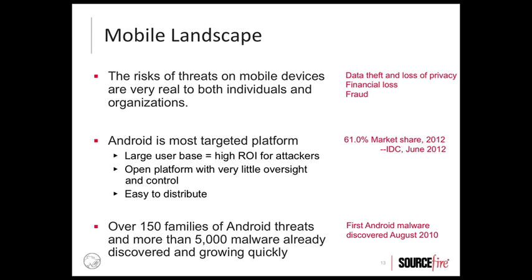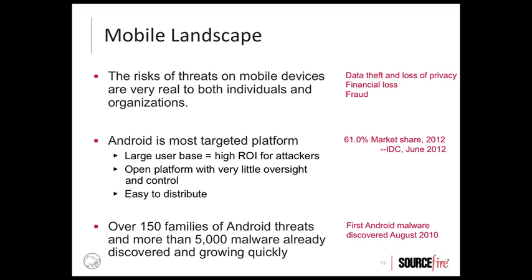Another reason is that Android is an open platform, open marketplace. Anyone can get access to the OS and distribute applications and malware through either the Android marketplace or even third-party sites. Since the first Android threat was discovered in 2010, we are now at actually 150 families of threats and have counted more than 5,000 unique malware discovered. And this number continues and grows, and along with that growth, so does the complexity of the threat.